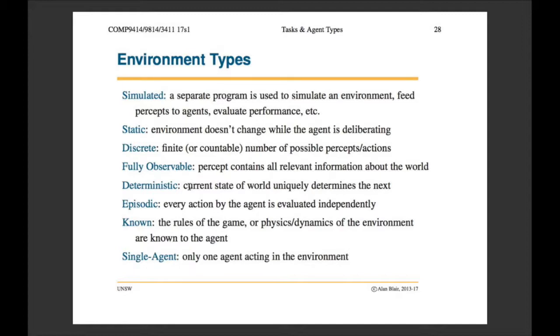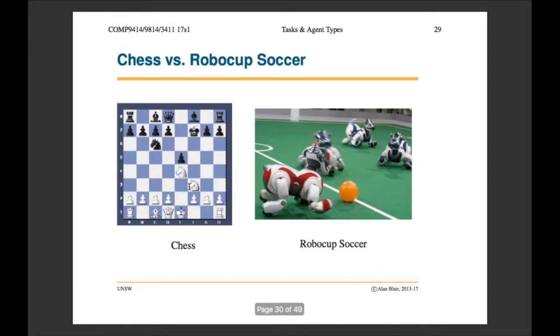But rather than just reading them out one by one, it's more helpful if we look at it in relation to a specific example. And the example we've chosen is comparing chess with Robocup soccer. Now, you're all familiar with chess. Chess is a board game where you move the pieces around the board and capture each other's pieces, and eventually you have to get the king in checkmate. There's no dice, no rolling of the dice, no shuffling of the cards. It's just moving of the pieces.